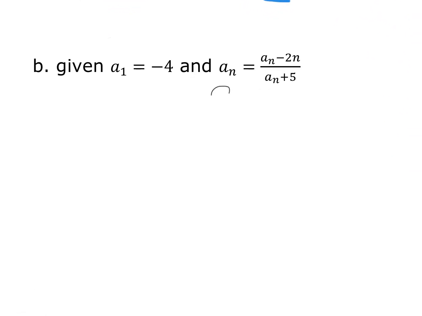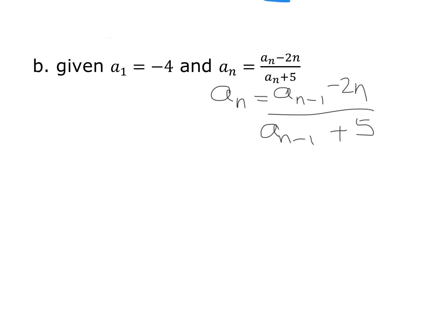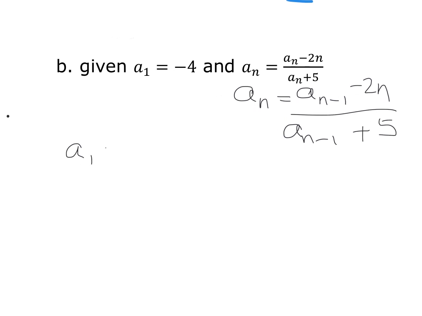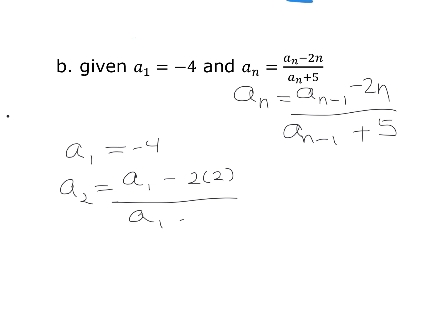So let's go ahead and go through this example B here, knowing that this should be a sub n is equal to a sub n minus 1 minus 2n over a sub n minus 1 plus 5. Let's make that correct. A sub 1 is already given to us. This is equal to negative 4. A sub 2 is going to be a sub 1 minus 2 multiplied by 2 over a sub 1 plus 5. Because it's a sub n, which is 2, minus 1, which is 1. A sub 1 is negative 4. So I have negative 4 minus 4 over negative 4 plus 5.